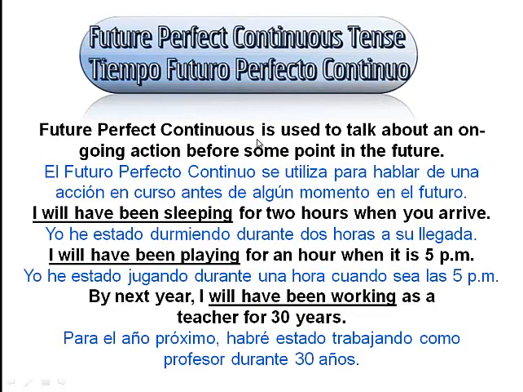Future perfect continuous is used to talk about an ongoing action before some point in the future. I will have been sleeping for 2 hours when you arrive. I will have been playing for an hour when it is 5 p.m. By next year, I will have been working as a teacher for 30 years.